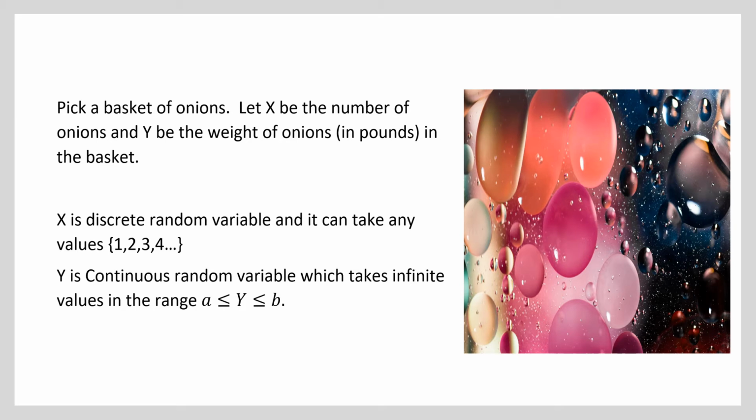Let us take another example where you're picking a basket of onions. If x represents the number of onions and y the weight of onions in pounds, then the weight will be a continuous random variable, whereas the number of onions x will be a discrete random variable.